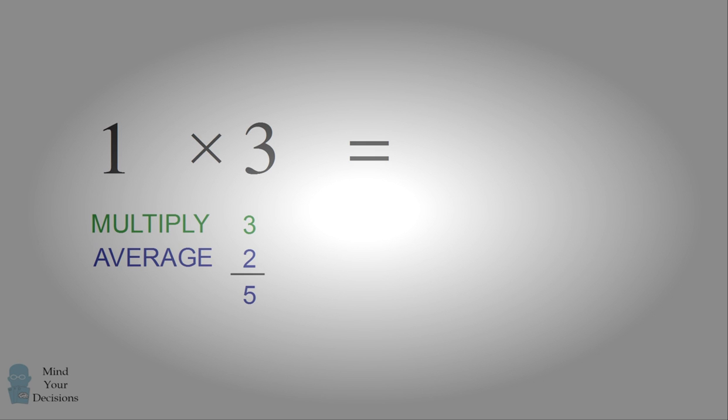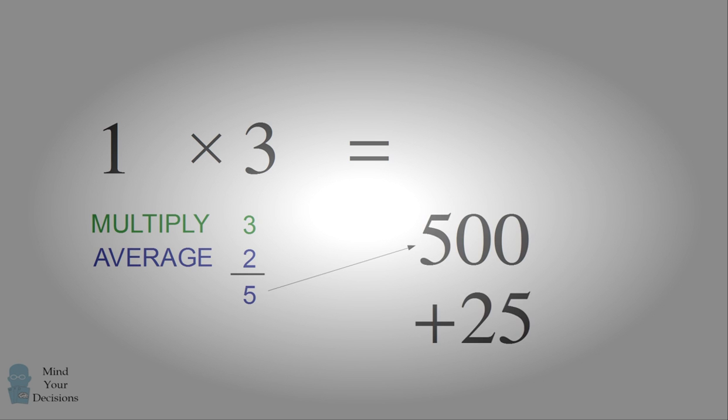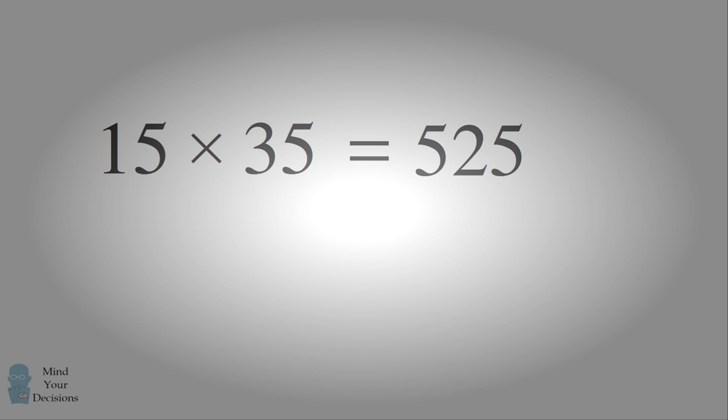And that's the hard part of the computation. The rest of it will be easy. We multiply this by 100 to get 500, and finally we add 25. We get the result of 525. And that's our answer. 15 times 35 is 525.